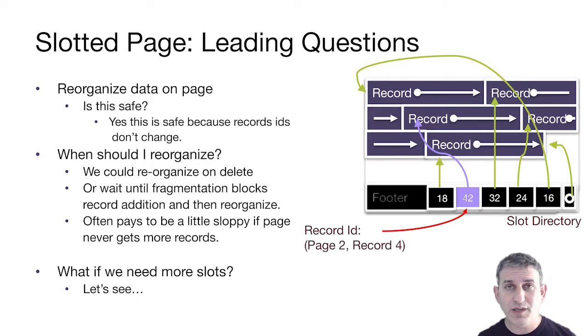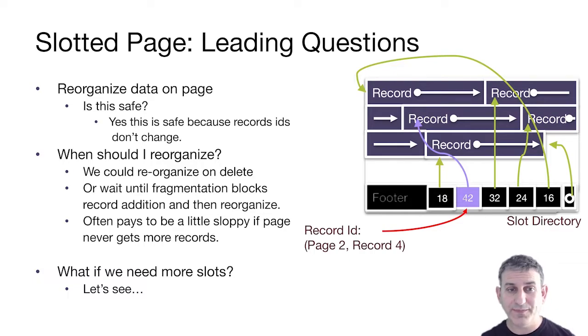It is safe because people who are using the API pointing to these records are referring to them in terms of page ID, slot ID. So page 2, record 4 is looked up on this page by looking in slot directory number 4, which in turn has a pointer. But everybody outside, all the APIs into this data structure, into this page, remain the same. It's a page ID, slot ID.